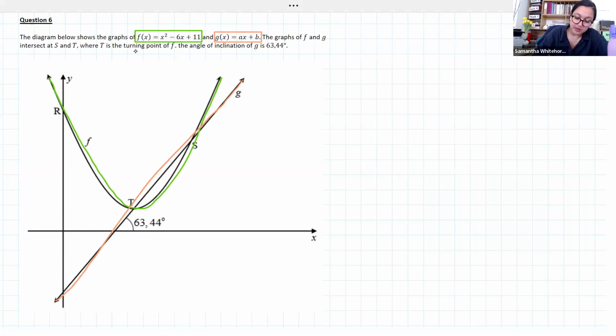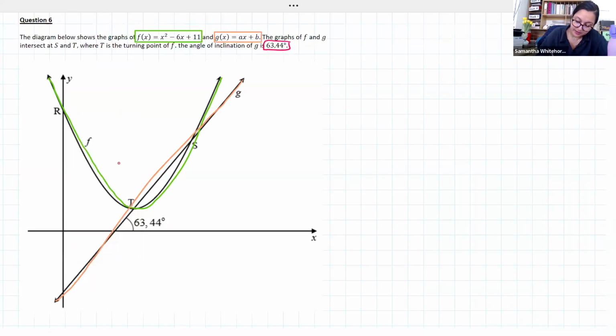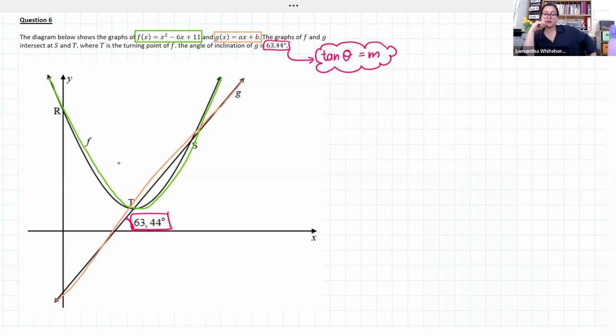The next thing that we've been given is the angle of inclination, and there's my angle of inclination. There's 63,44. Now, what I want you to remember is that tan of your angle of inclination is equal to your gradient. This is what we learned in analytical geometry in grade 11. And we bring it up in graphs with this exact sort of scenario where we need you to find a gradient. So what you need to take away from that is, if you go and put tan of 63,44 in on your calculator, you will have the gradient of g.